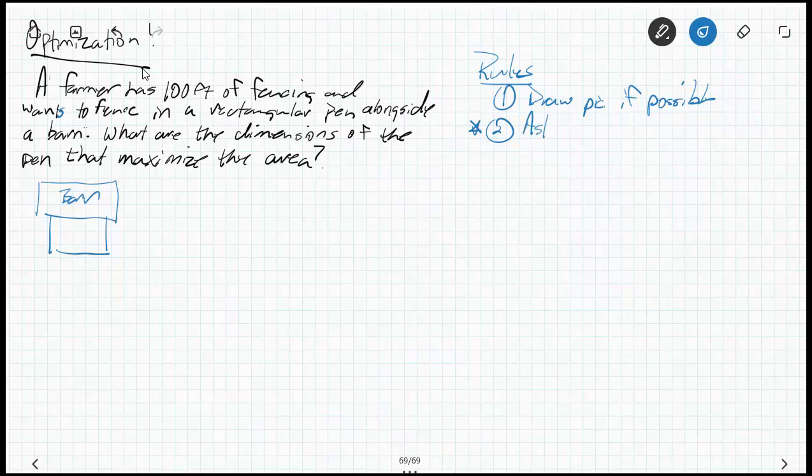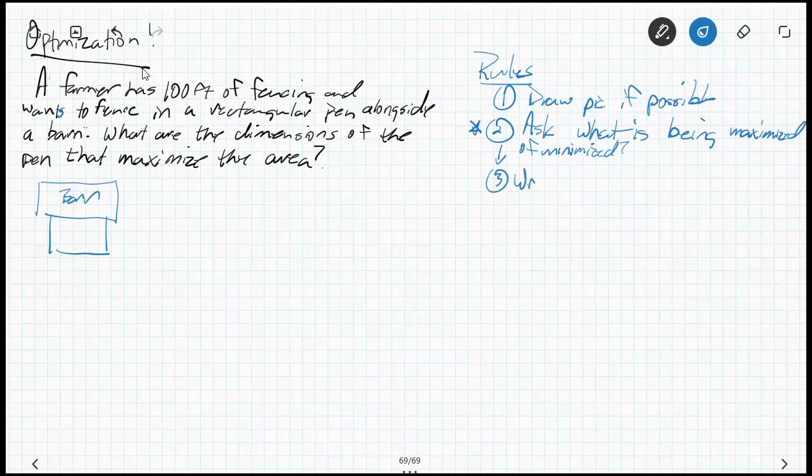Ask yourself, what is being maximized or minimized. Optimization just means the best, the most, the least. Like if you want to minimize cost or maximize profit, something like that. What is being maximized or minimized? And then this follows directly to 3.